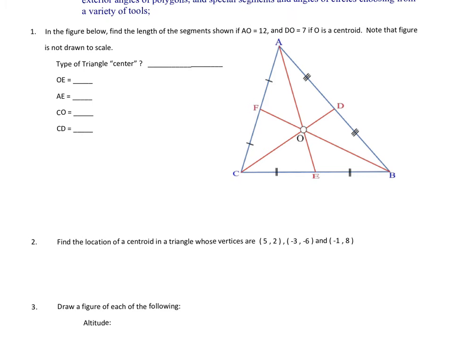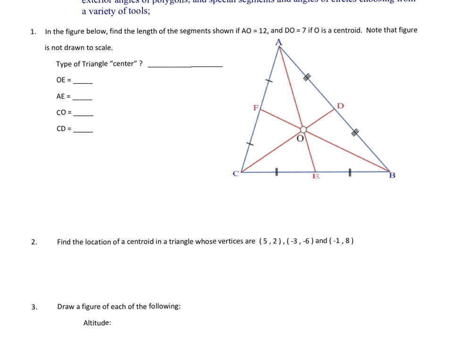Okay, in the first question, in the figure below, find the length of the segments shown if AO is 12, DO is 7, and if O is a centroid. Note that the figure is not drawn to scale.